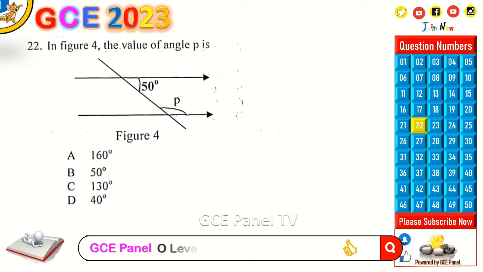In figure 4, the value of angle P is... Now the value of this angle here, this angle P, if you add angle P to 50 degrees, it should give you 180. Angle P equally has the same value as this angle here. So this one will also be P. This also P. While this other one will just be 50. So the value of angle P here is just 180 minus 50. And what does that give us? 130 degrees. The key is C.